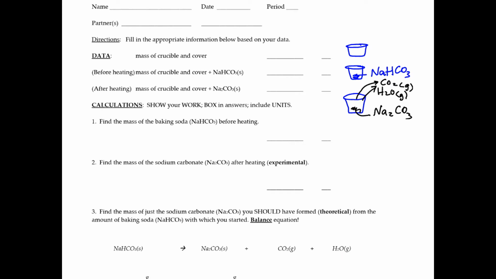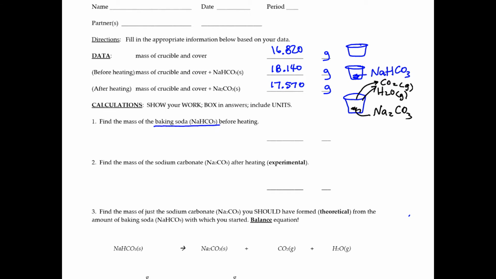I'm going to make up my own data here. Let's suppose that the crucible weighed 16.820 at the beginning. And then when you put the baking soda in it, it weighed 18.140 grams. And then ultimately, after heating and cooling, it weighed 17.570 grams.